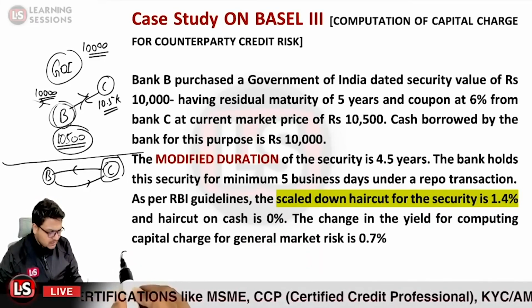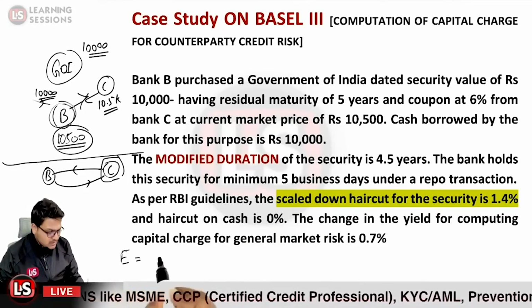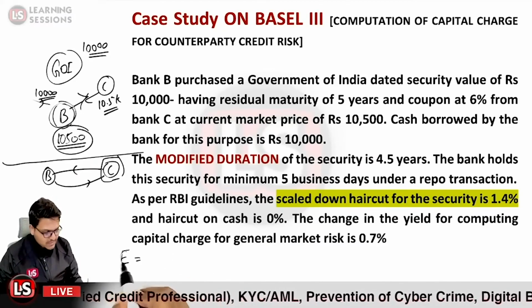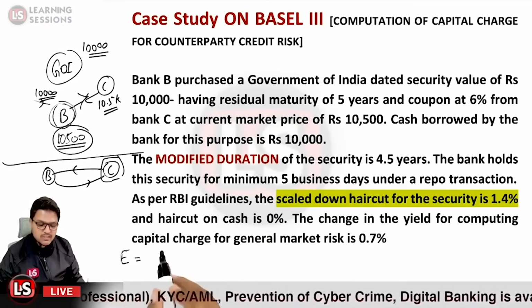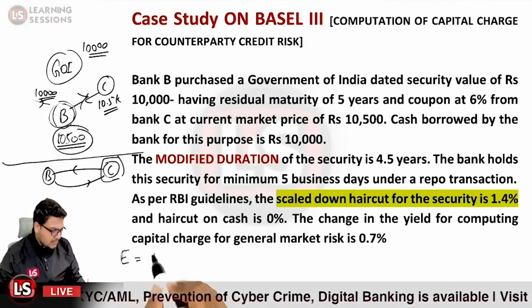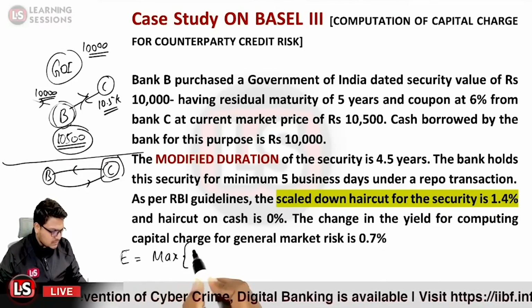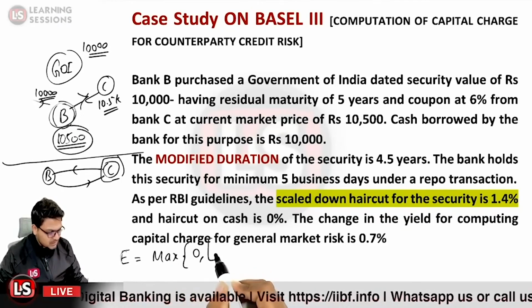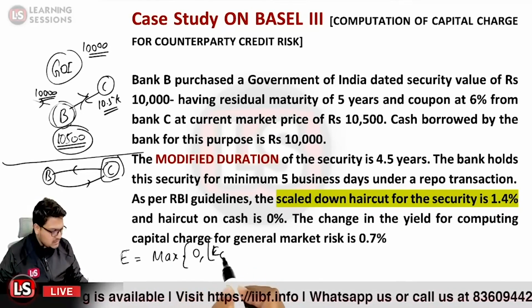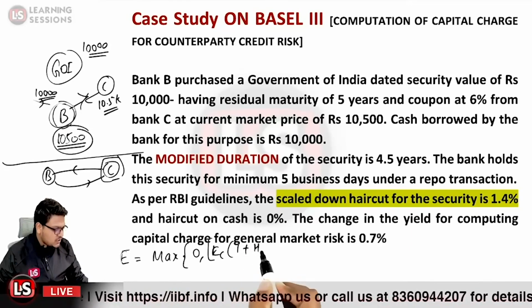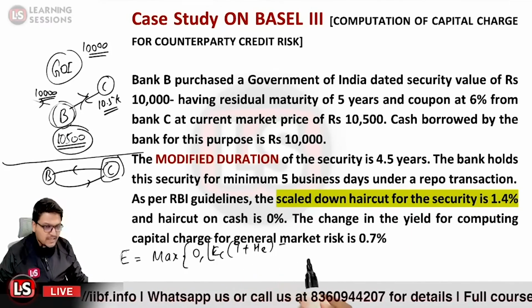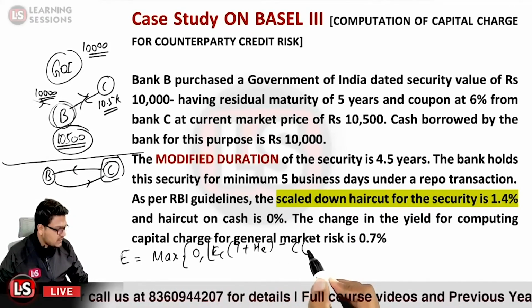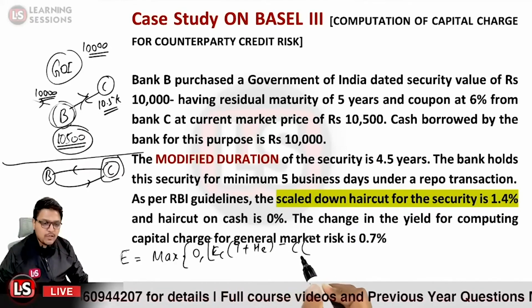What is it? It is the formula for the net exposure. E ranges from 0 to some positive value, so net exposure is never negative. It is either 0 or some positive value. It will be the maximum of 0 and the value that we calculate, that is the current exposure value EC, multiplied by 1 plus HE, the haircut on exposure, and if there is any collateral, that would be subtracted. And further, if there is any haircut available, that is to be subtracted from the collateral value itself.